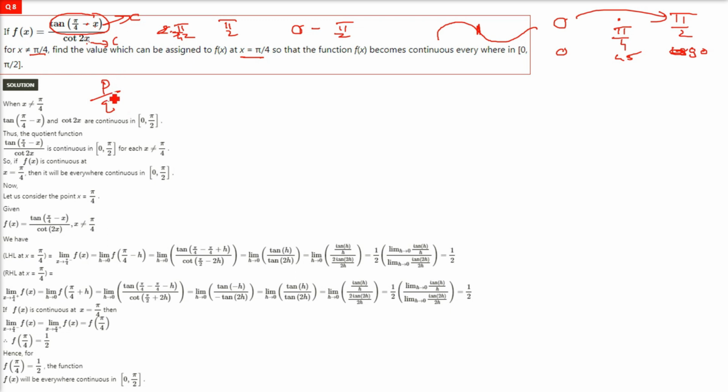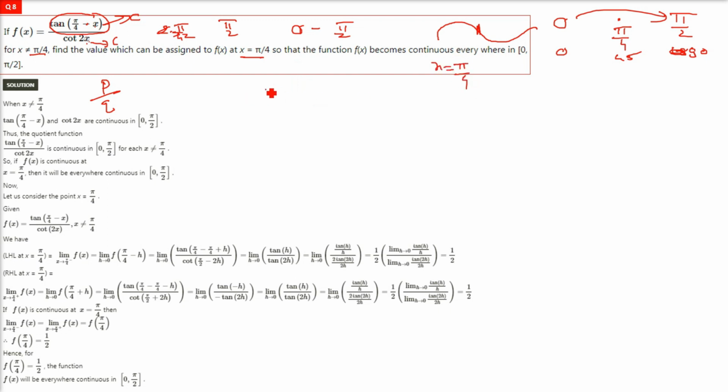Because it is in p by q form. One function p is continuous, q is continuous. When p and q are both continuous, you can say that p by q is also continuous. Okay, this is what we have learned. But the problem is pi by 4, because at pi by 4 we are not going to get the values we want, or which is not acceptable in mathematics.